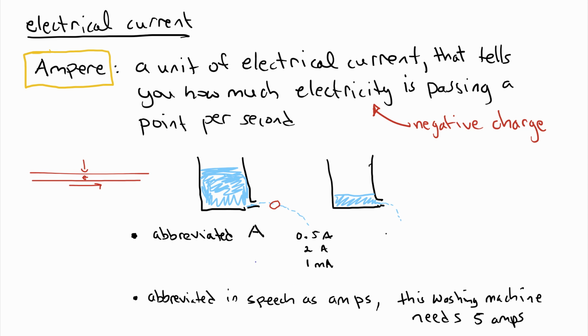And we abbreviate ampere with just a capital A. So we would say 0.5 capital A. And it's abbreviated in speech as amps. So I would say this is 0.5 amps, or this is 2 amps, or 1 milliamp for a little m. Or this washing machine needs 5 amps to run correctly. Okay?